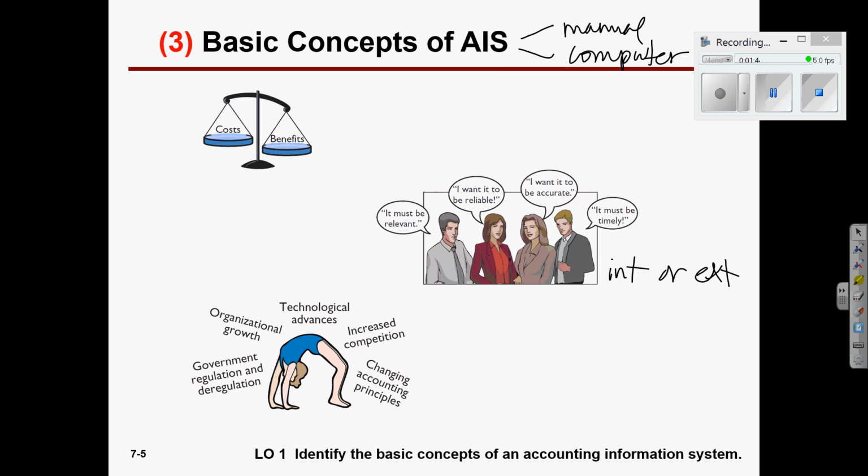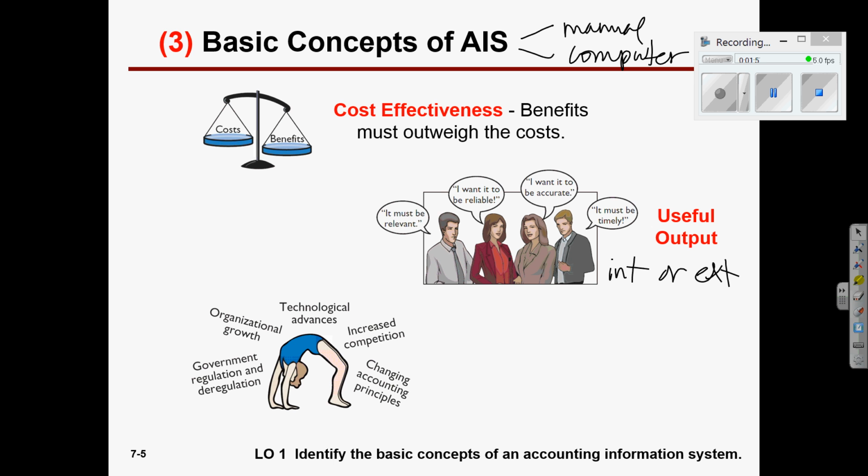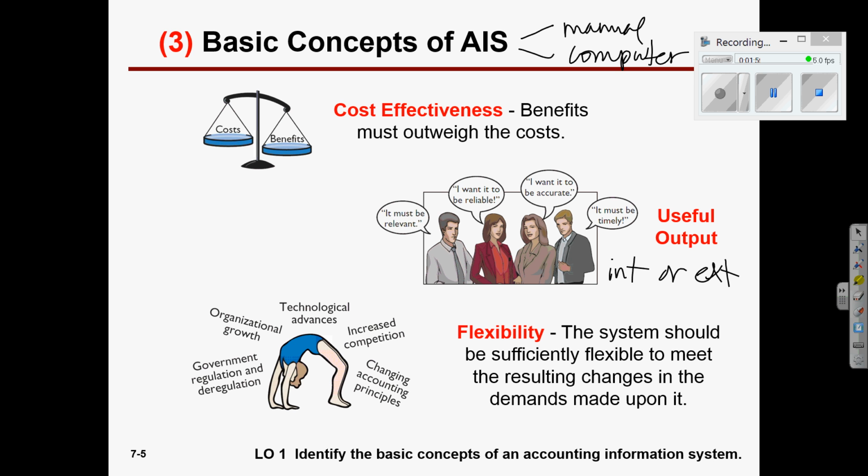Remember, there's 3 principles or concepts that go into making a good accounting information system. It needs to be cost effective, it needs to be useful and flexible. You need to be able to change it if you need to. Whoever is looking at it, it needs to be helpful and useful, and absolutely needs to affect the bottom line with being cost effective.